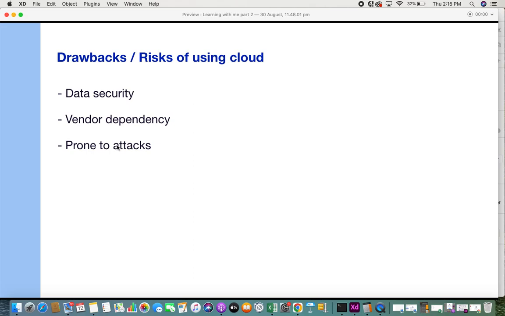This was some information that I wanted to share with you regarding why the cloud came into existence and what the pros and cons of the cloud are. I hope you got some understanding and information.